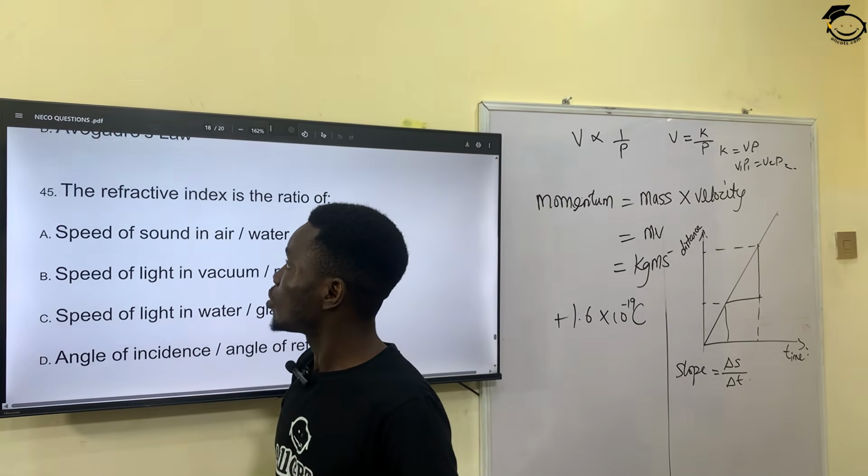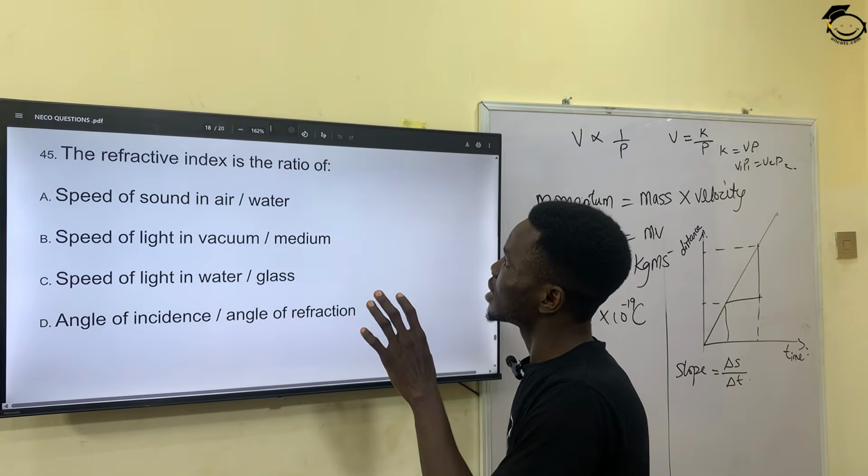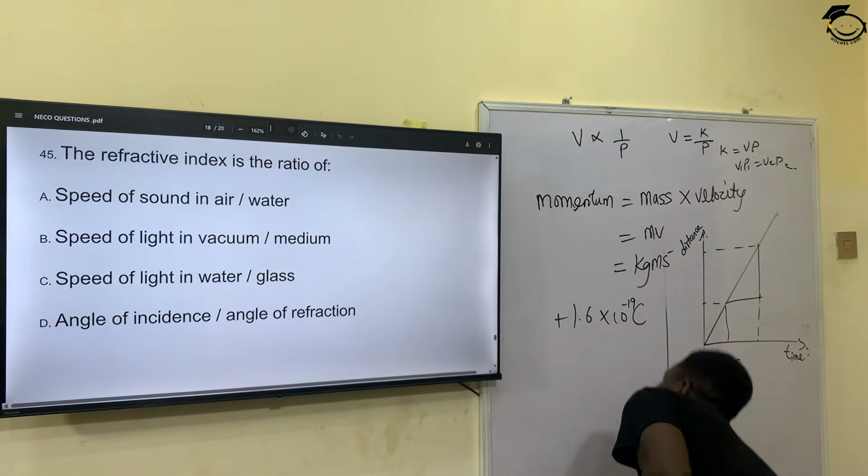So that takes us to question number 45, which says the refractive index is the ratio of dash.